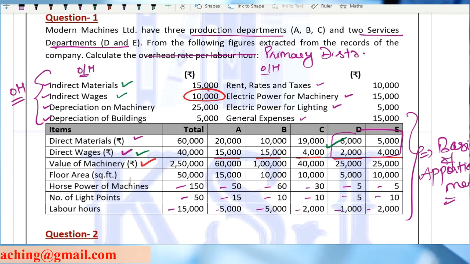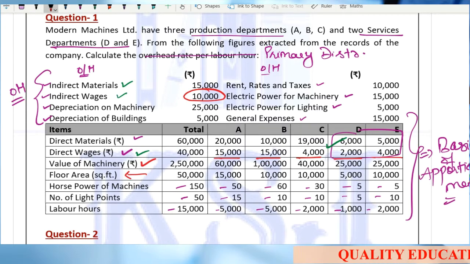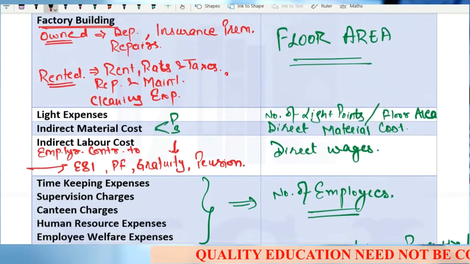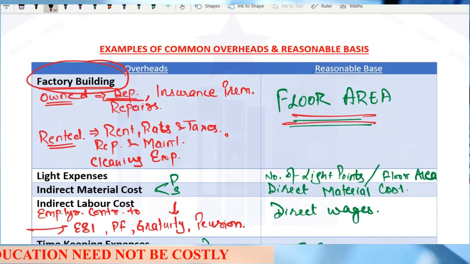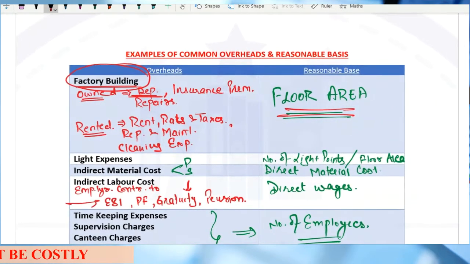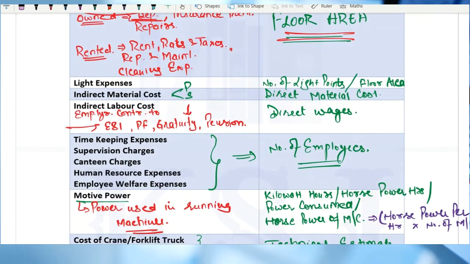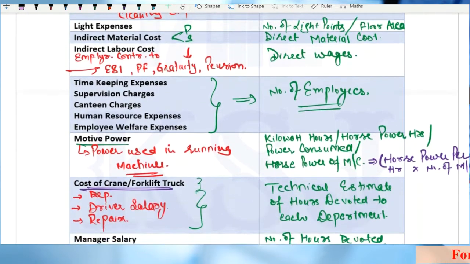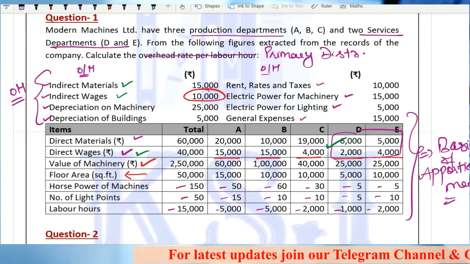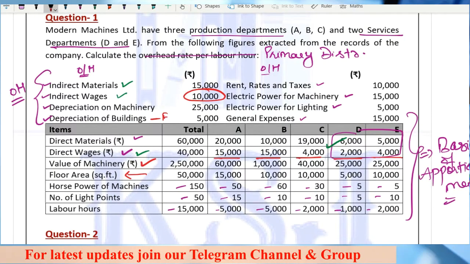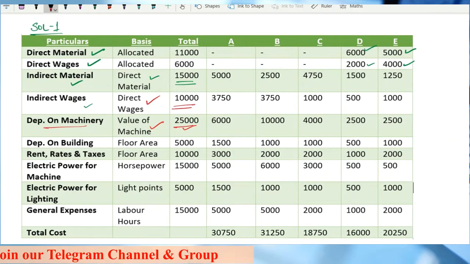Depreciation of building. Sir, on what basis you will take the depreciation of building of 5,000? Sir, obviously, it will depend upon the floor area. That is why I explained you these things. I explained you factory building, right? Depreciation on what basis? Floor area. Although it is not an exhaustive list, most of the overheads will revolve around this list. Okay. Right, sir. So depreciation of building on the basis of floor area. Clear?